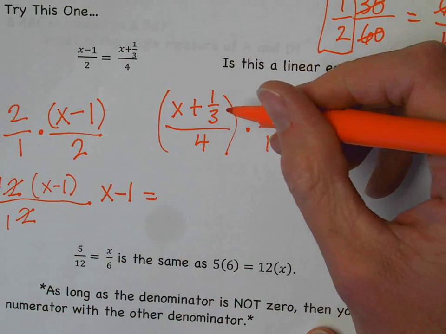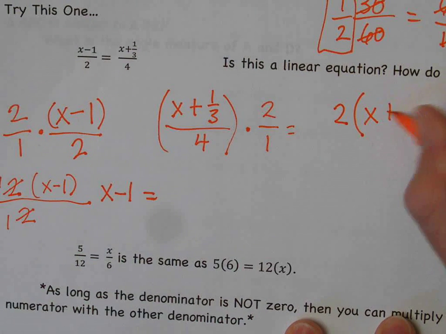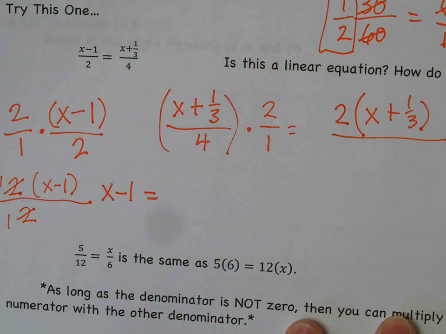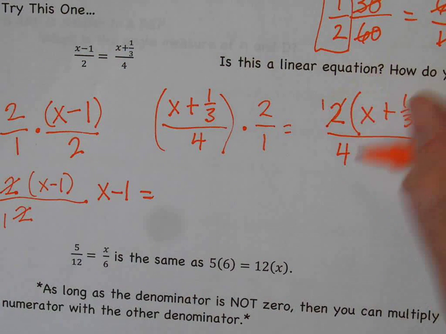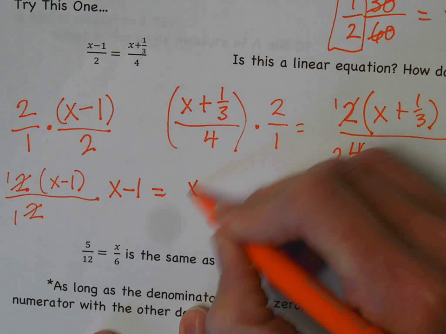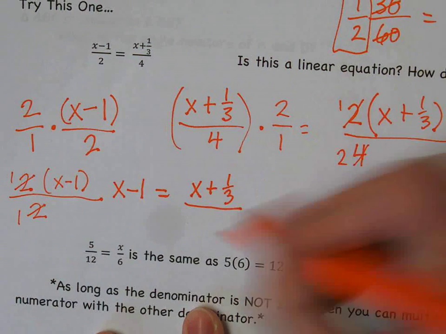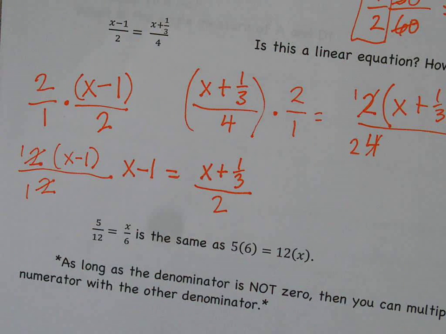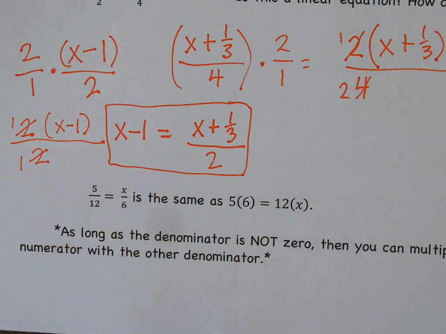So now if we're looking at this, we have this up here is equal to 2 times x plus 1/3, divided by 4 times 1, which is 4. Then, just like we did over here, we can simplify out the 2. So 2 divided by 2 is 1. 4 divided by 2 is 2. And now, on this side, we're left with x plus 1/3, because 1 times x plus 1/3 is that, all divided by 2. So now we have that. Does everybody see what we're doing? All right, so now this is our new equation.